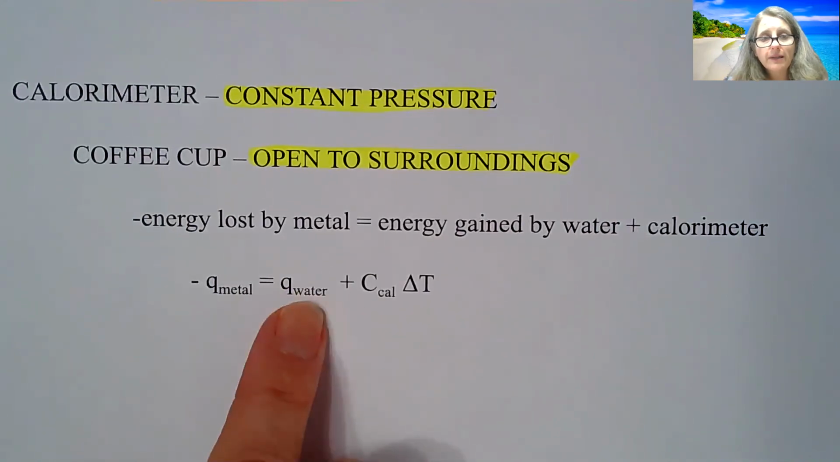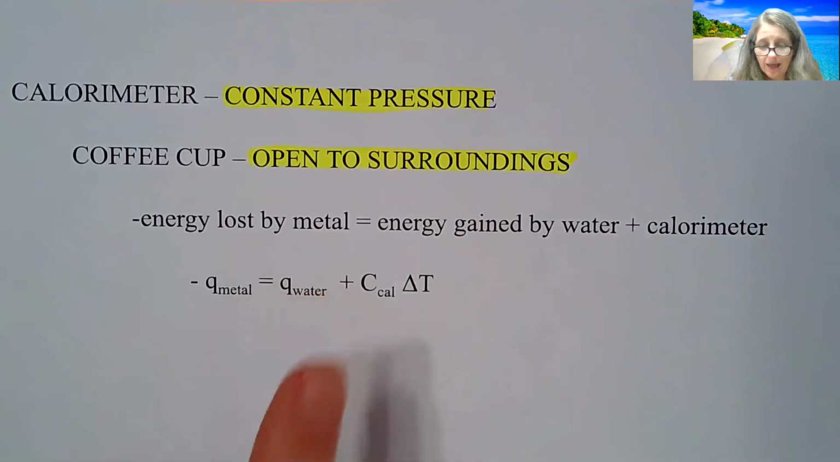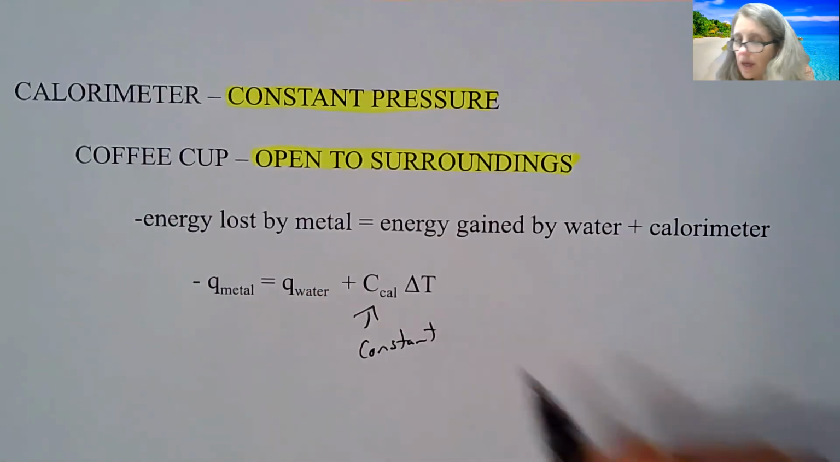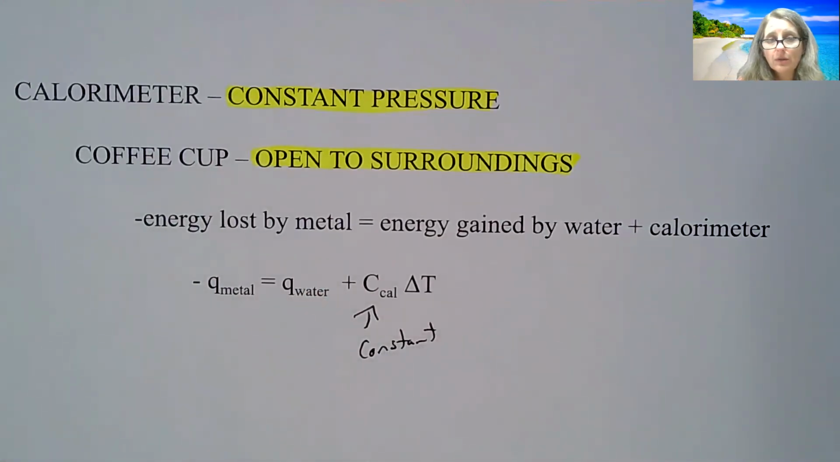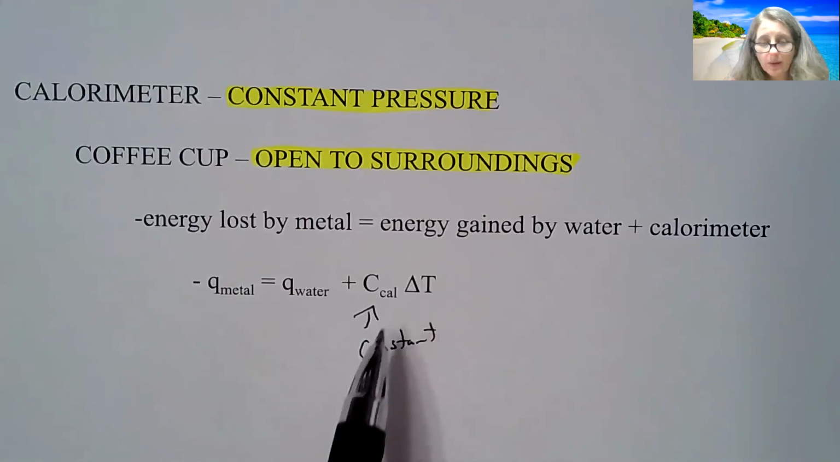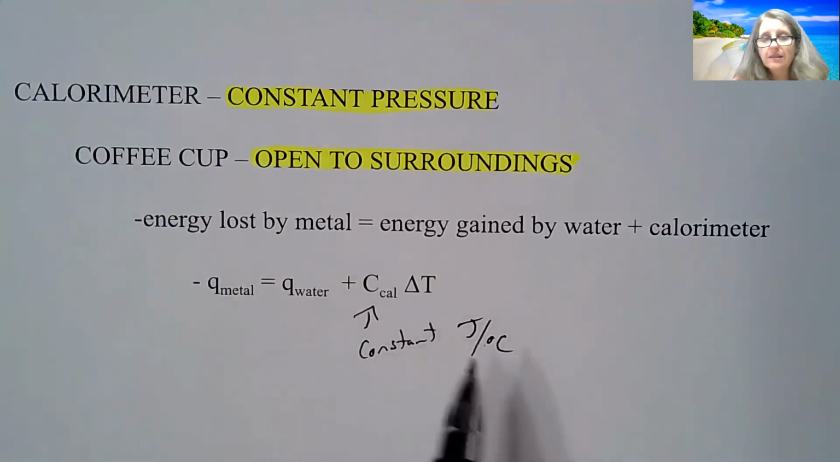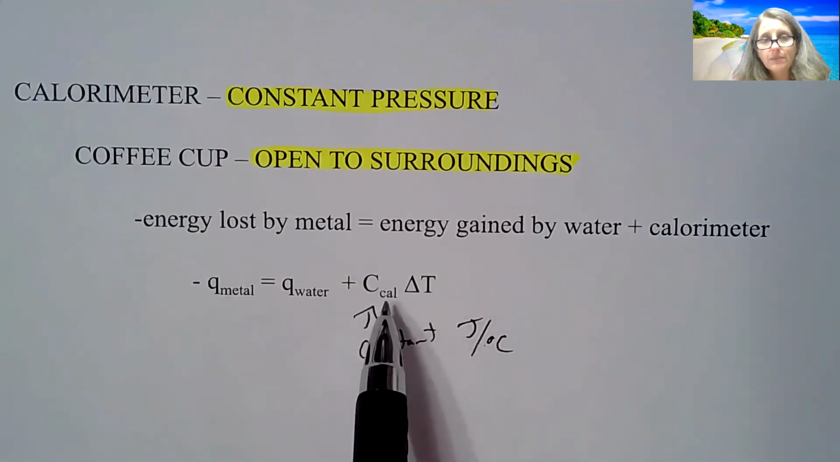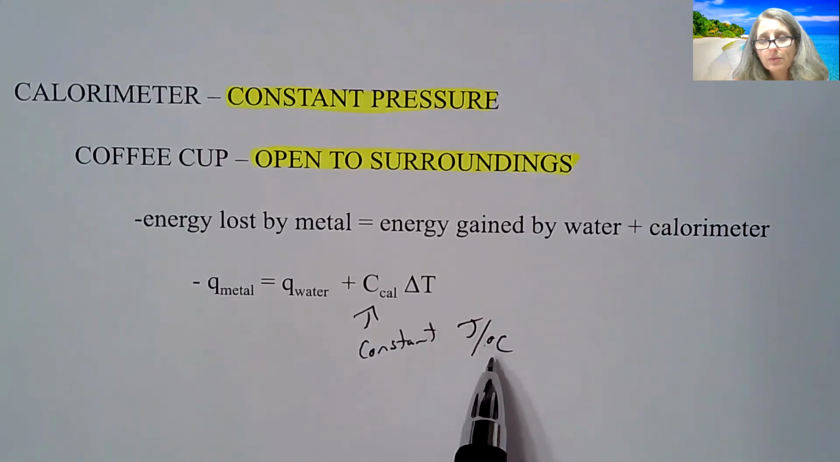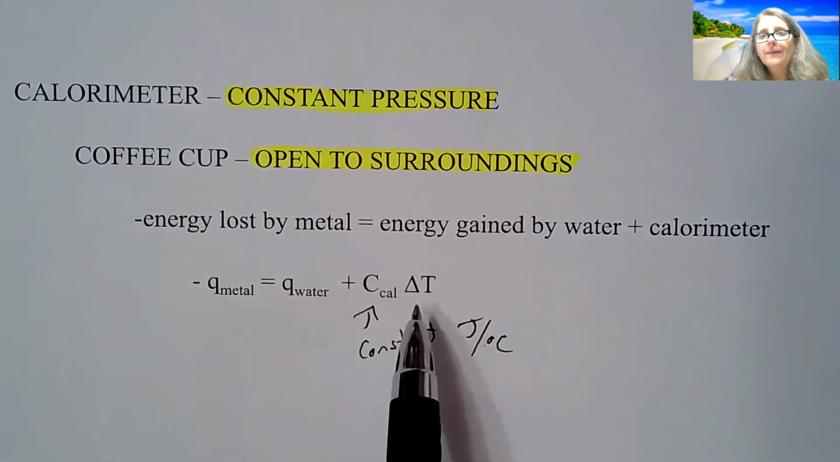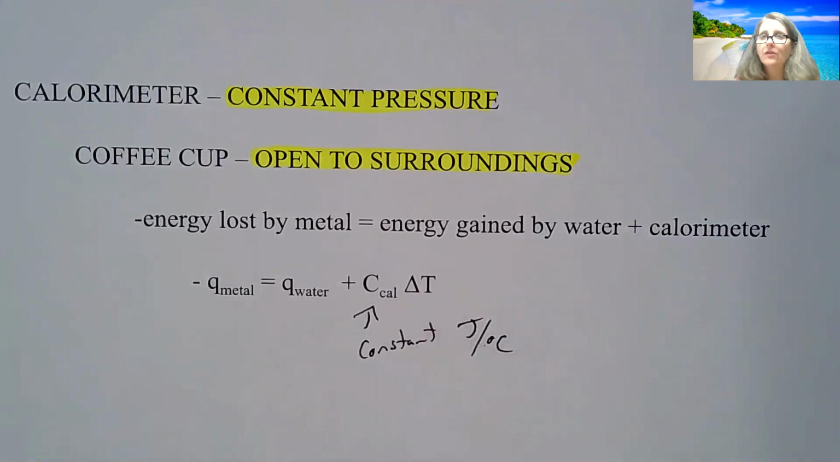So if I go to Q's for my symbol here, Q of metal is equal to Q of water. But if I have a calorimeter, this is going to be its constant, okay? So every coffee cup would have its own constant associated with it, and it would change depending upon how much you put in there. So the calorimeter constant here, so C cal, is going to be in joules per degree Celsius or calories per degree Celsius. And again, it's going to be more of a heat capacity than anything else. So how much heat can absorb before you start to see a change in temperature.